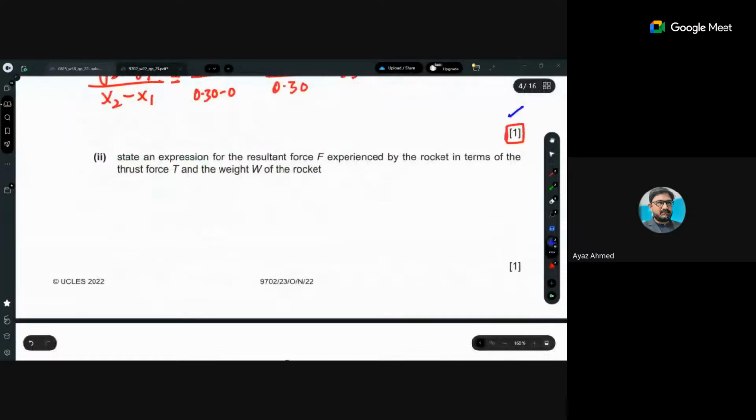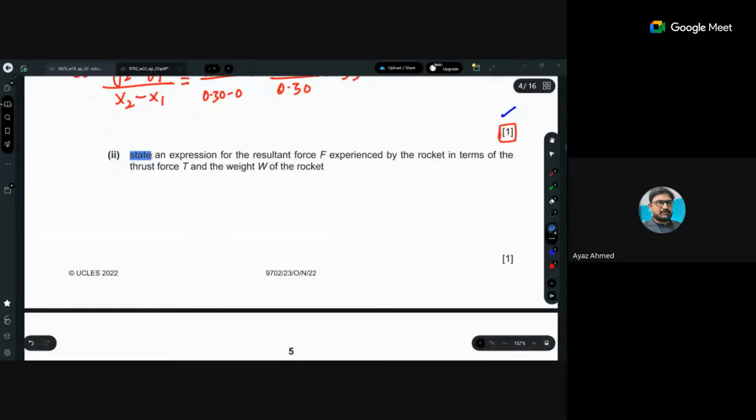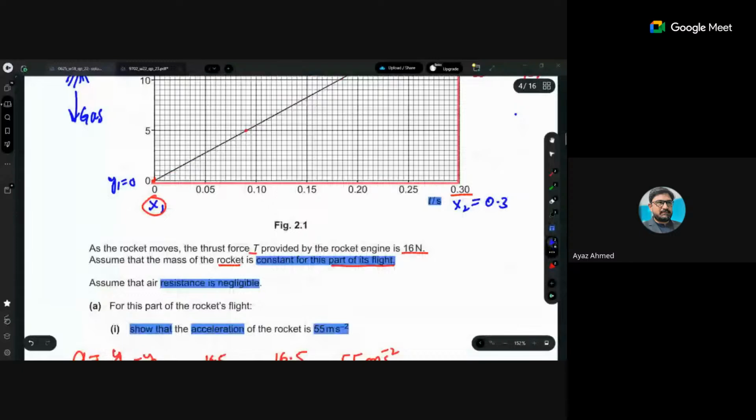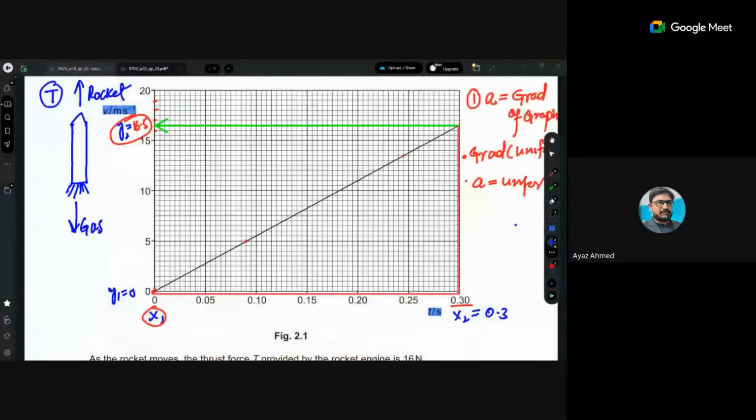देन वी हैव टू स्टेट एन एक्सप्रेशन. चेक दिस वन आउट. State an expression for the resultant force F experienced by the rocket in terms of thrust force T and weight of the rocket. तो आप मुझे ये बताइए, as I have drawn that diagram, engine's thrust force is T, that is in the upward direction. Weight of the rocket is downward. ठीक है, ये आपके पास weight है. So what would be the resultant force? Basically rocket आपका upward accelerate कर रहा है, so हम लोग कह सकते हैं कि tension is upward, weight is downward, so tension minus weight.